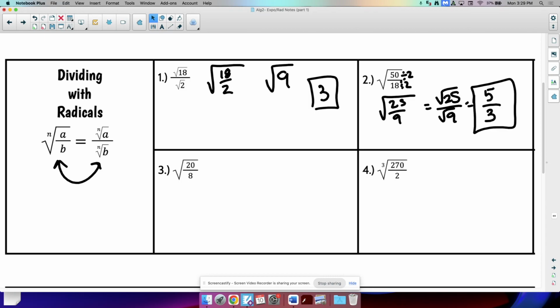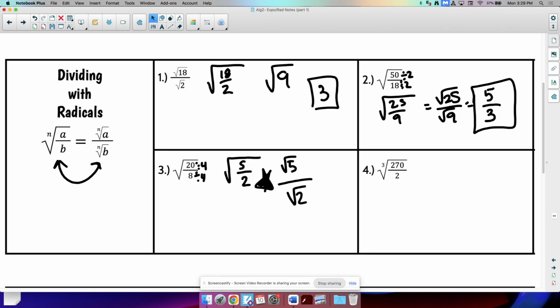Okay, 20 over 8. So again, one fraction, we can reduce our fraction first. So 20 and 8 can both be divided by 4. So 20 divided by 4 is 5. 8 divided by 4 is 2. So when I take the square root of this, I have the square root of 5 over the square root of 2. This right here is a problem.